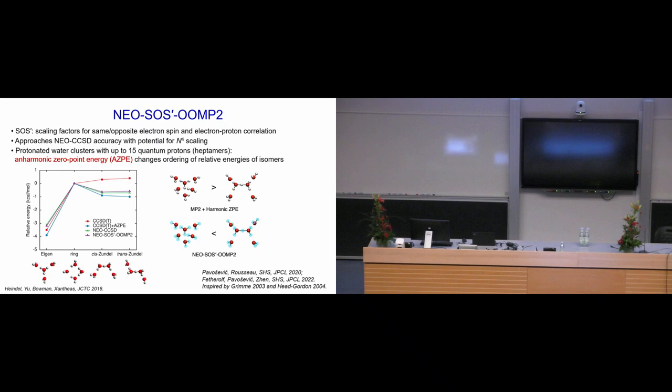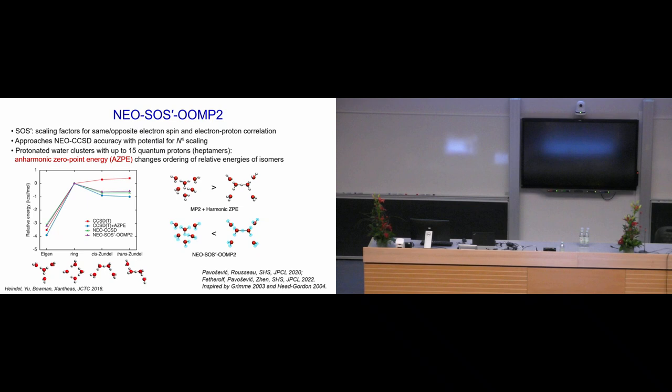Now we can go on with the SOS-primed OOMP2 and look at larger clusters, and here's a protonated hexamer. This example really emphasizes how important anharmonicity is, because if you just do MP2 plus harmonic zero point energy, you get that this left isomer is greater in energy than the right one. If you do NEO, the ordering reverses. That's because of anharmonicity. It actually changes the energy ordering compared to just a harmonic zero point energy.